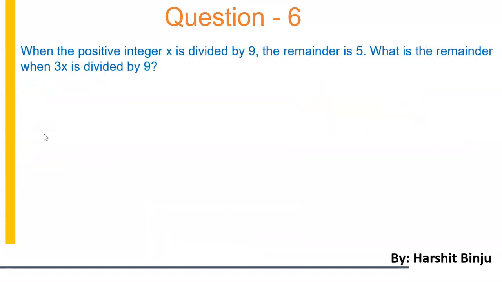Try this question number 6, please. Alright, let's see what we can do with this one. When a positive integer x is divided by 9, the remainder is 5. So when x is divided by 9, the remainder is 5, which means you can simply say that x is equal to 9p plus 5. P is acting as a quotient here, okay?